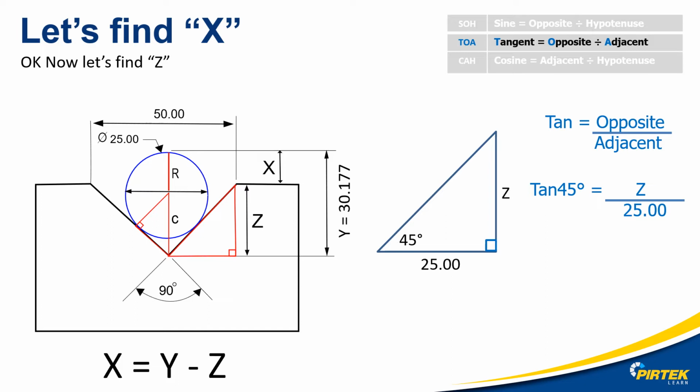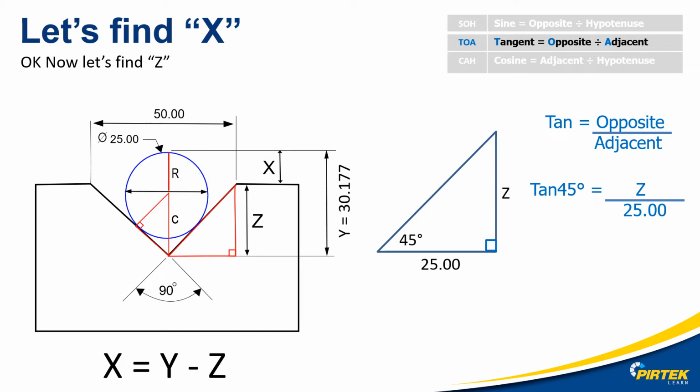Let's think about this. So I've got the distance from the bottom of the groove to the top of the ball. If I subtract the distance from the bottom of the groove to the top of the V block, I'll get my X distance. In other words, X equals Y minus our Z value, which is the distance from the bottom of the groove to the top of the V block.